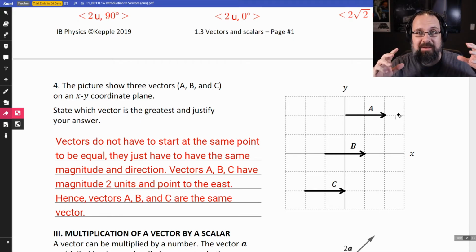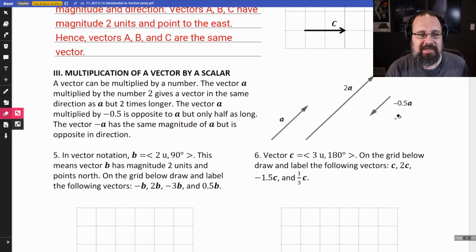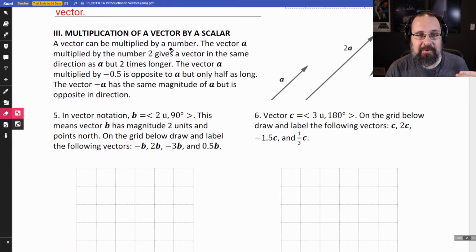But if you multiply it by a scalar, that can actually change the vector. So check this out. When we multiply vectors by a number, you're going to change the vector. So this vector A, here's what it looks like when you multiply it by 2. It gets 2 times longer. And here's what it looks like when you multiply it by negative half. It gets half as long, and it actually flips to go in the opposite direction.